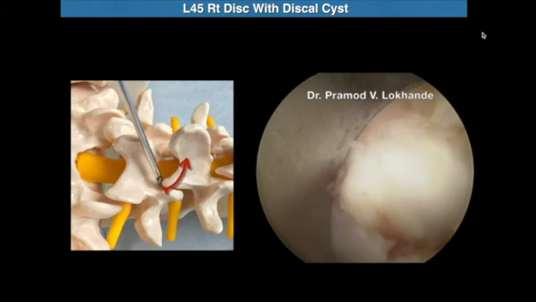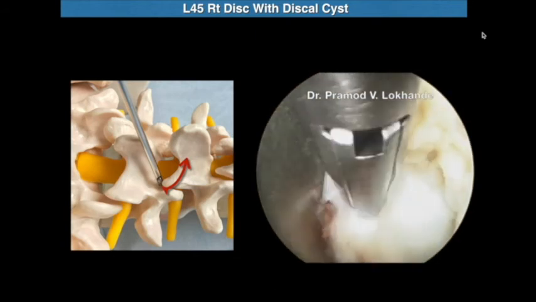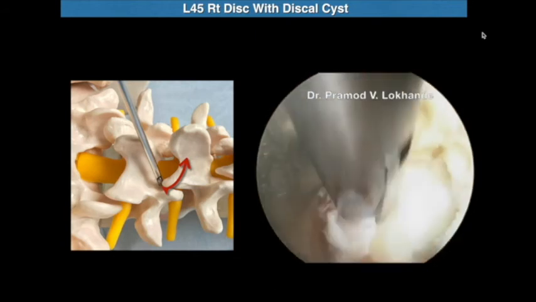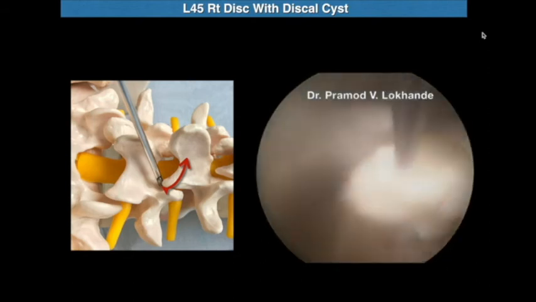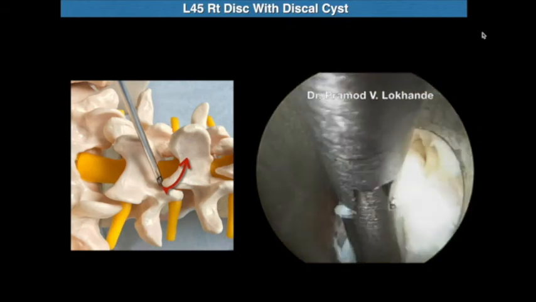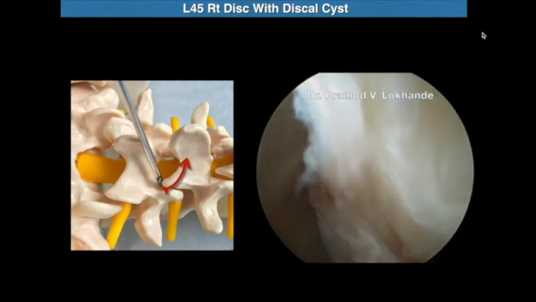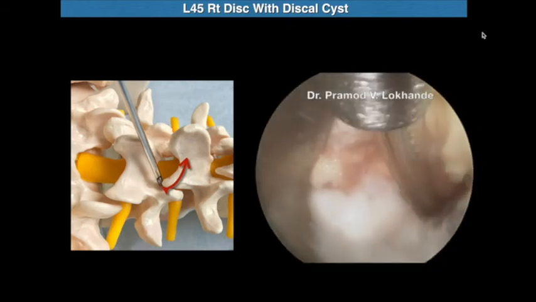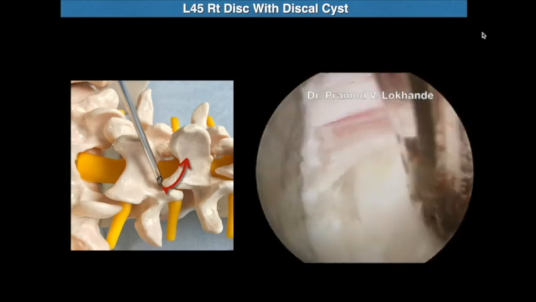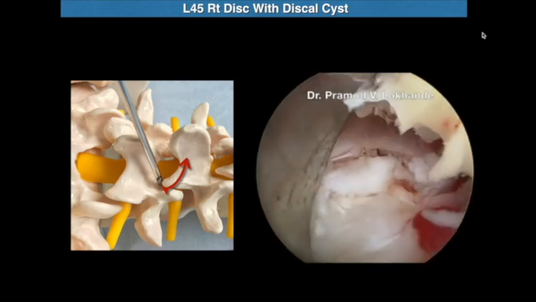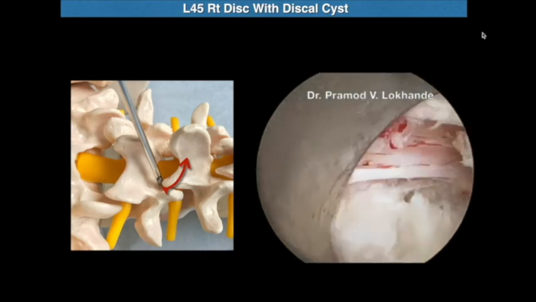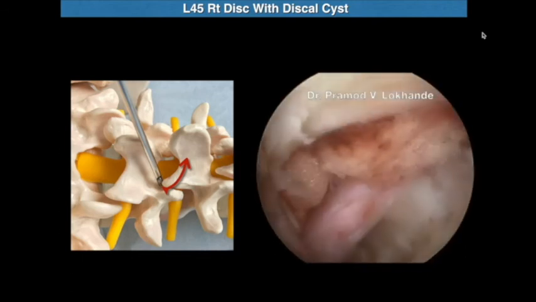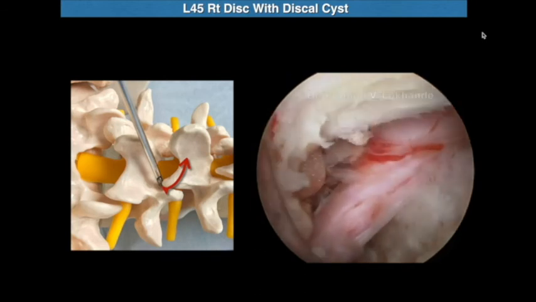The fragments are released by cutting with the help of a punch forceps, and they are gradually mobilized with the nerve hook and removed with the disc forceps. Hemostasis is achieved. Additional search is made for any remnant fragments, and this is the finally completely decompressed nerve root.